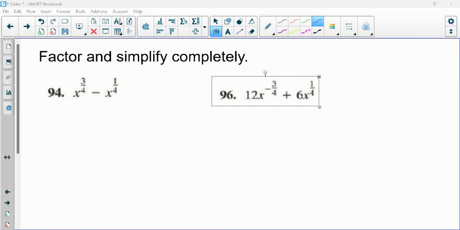And so think of it this way. If I had x to the third plus 6x to the 7th, what's my GCF for that one? X to the third. It's your lowest power of x, right? Your GCF is the lowest power of x.